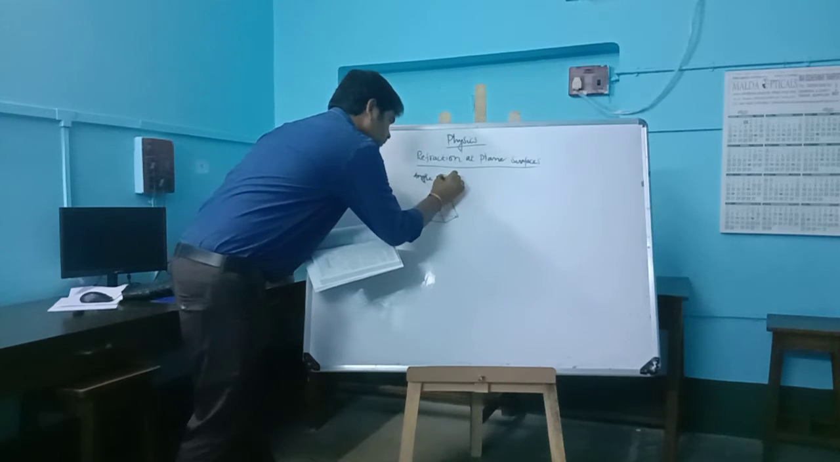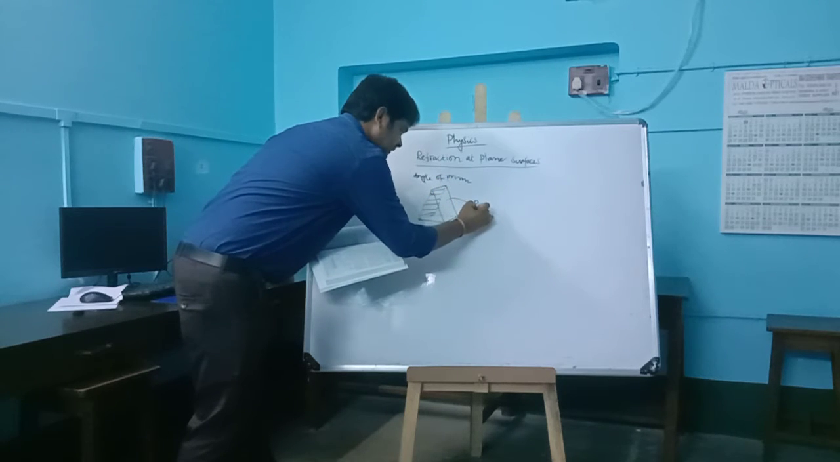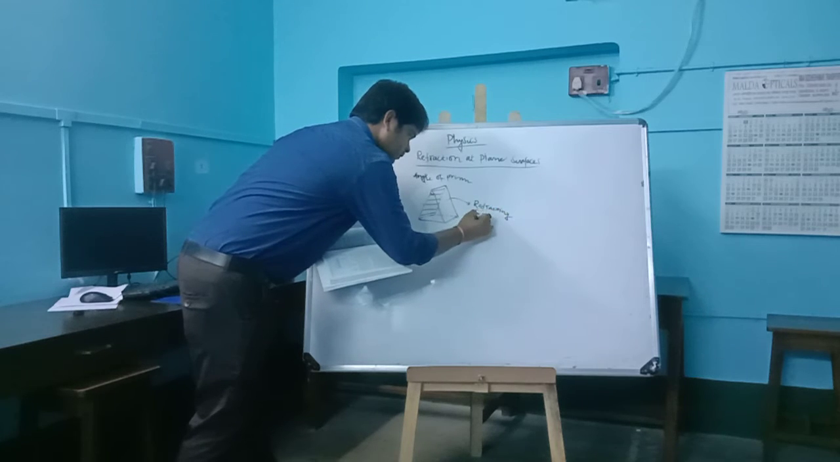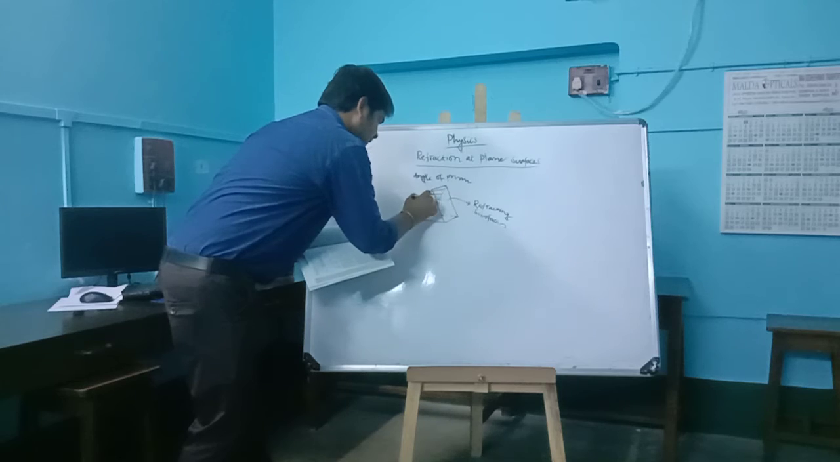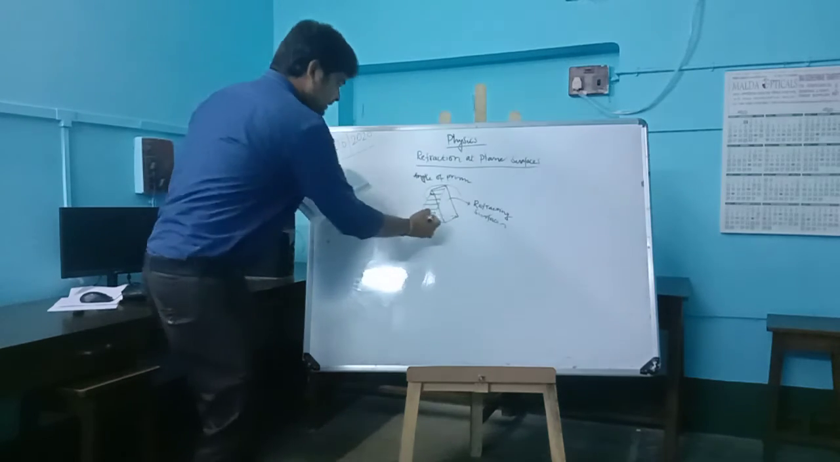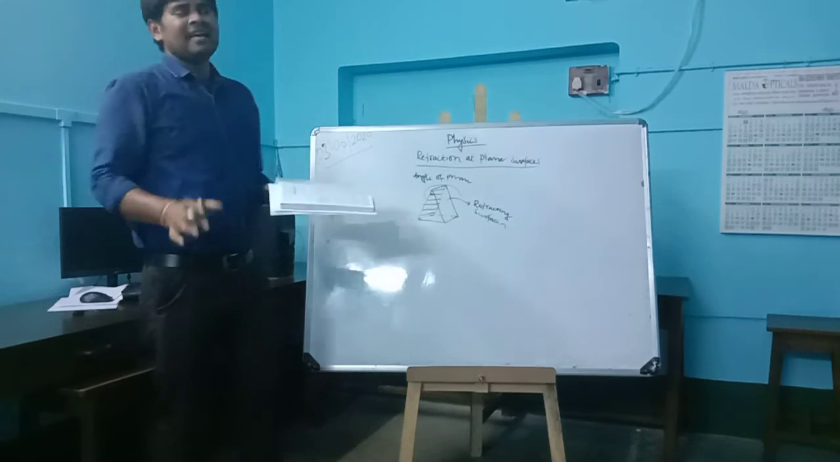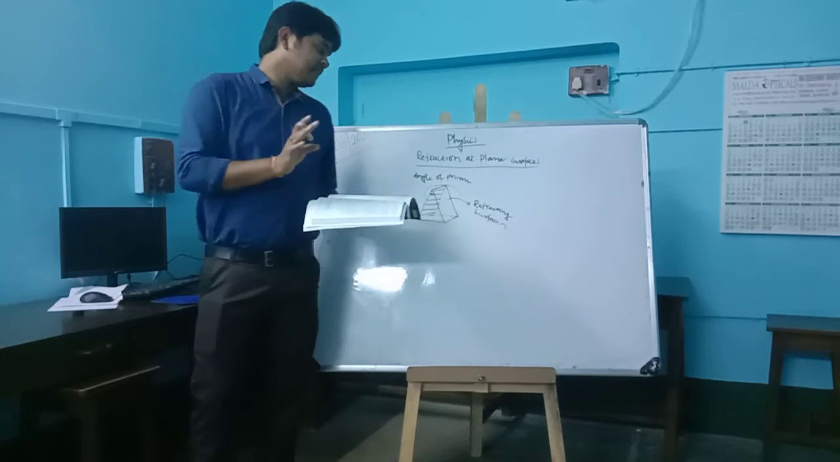Angle of prism. These are the refracting surfaces. This and this. These are the refracting surfaces. Now this is the base, and this base is always grounded, or it is always rough. Okay, these are the rough surface.